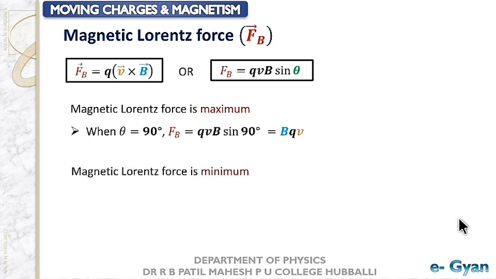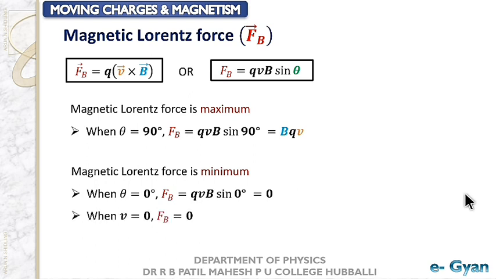Magnetic Lorentz force is minimum when theta is 0, where sine 0 is equal to 0, and so the magnetic Lorentz force is 0. Also, if there is no velocity for the charge, if the charge is at rest, then the magnetic Lorentz force will be 0. That means a charge at rest in the presence of a magnetic field does not experience any force.